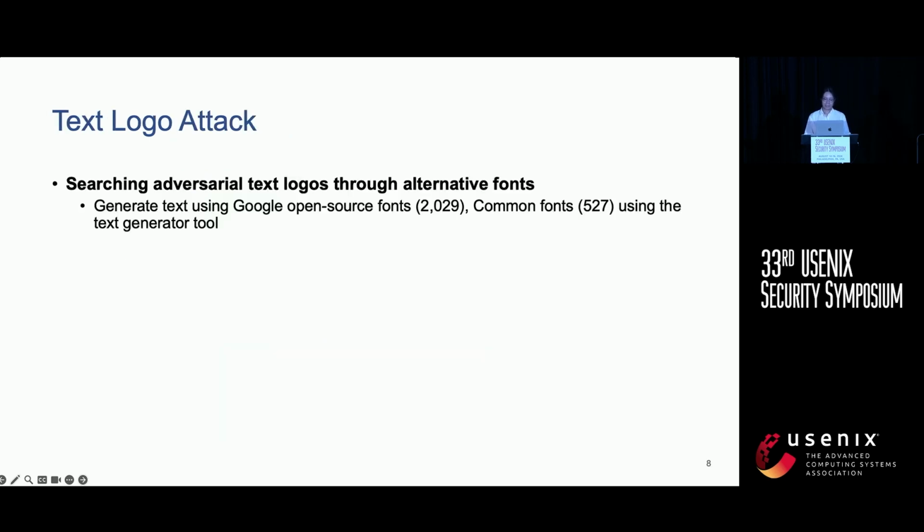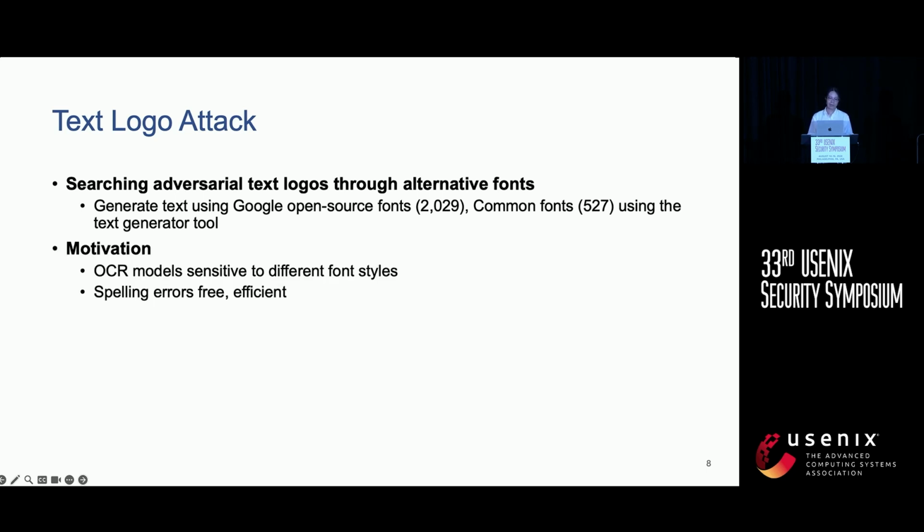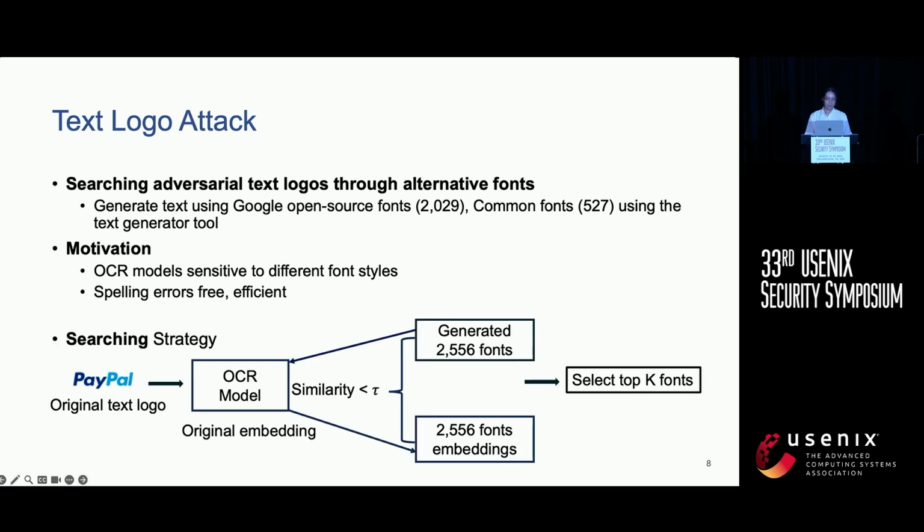For the text logo attack, we search for successful adversarial text logos through alternative fonts. We first generate text using different fonts from Google open source and common fonts with a text generator tool. Our method is motivated by the fact that OCR models are very sensitive to different font styles, and our method can guarantee there are no spelling errors in our generated text, and is very efficient. During the search, we look for the top K fonts from all the font candidates with OCR embeddings smaller than the threshold.